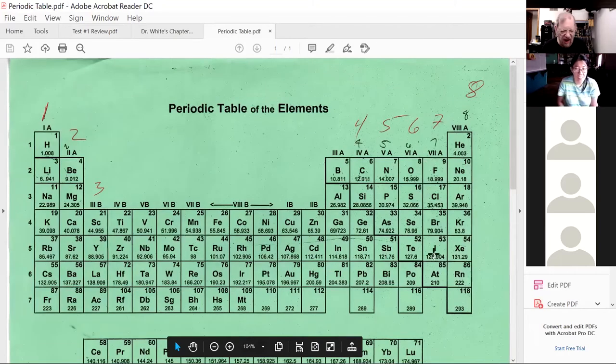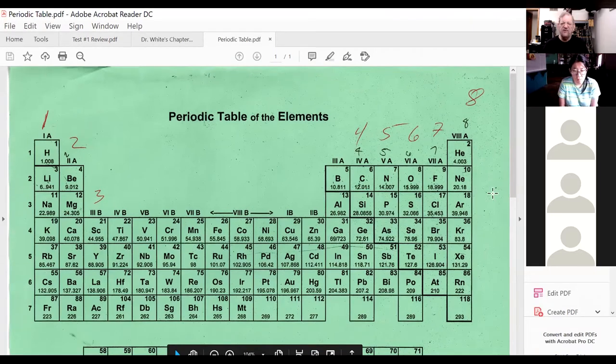This is the one you'll download and you can use, have it open on your computer if you don't have a printer. Does everybody see the periodic table? Give me a thumbs up.